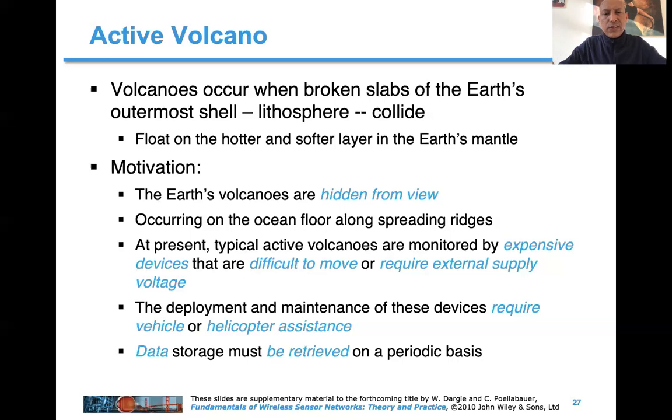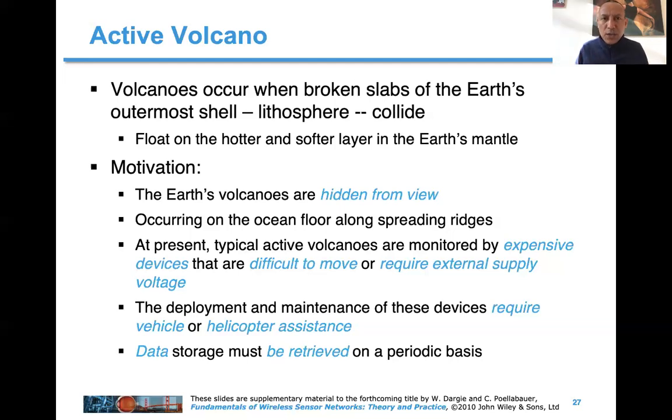When these slabs collide with one another, remember, they not only release a large amount of heat, but they also release acoustic signals. And in some instances, they can also create earthquakes. So active volcanoes can be sensed using highly sensitive acoustic sensors or microphones, seismic sensors for the vibration, and in some cases also using temperature sensors.